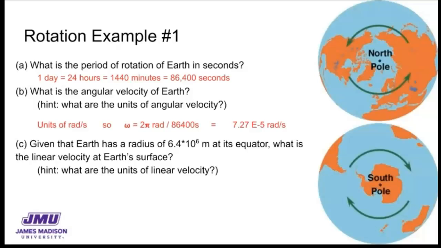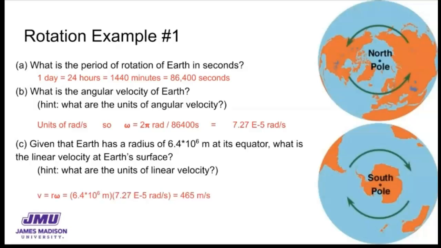The reason part B is being asked here at all is really so we can use that value in part C. There's a couple ways you could do part C. One is that you could calculate the circumference of the planet at the equator and then divide that by our answer to part A, and you would get an answer of meters per second, which is what we're looking for. Or you can say that the tangential speed, or the instantaneous speed for an object is equal to r times omega.